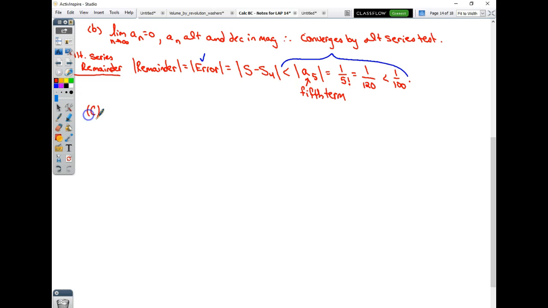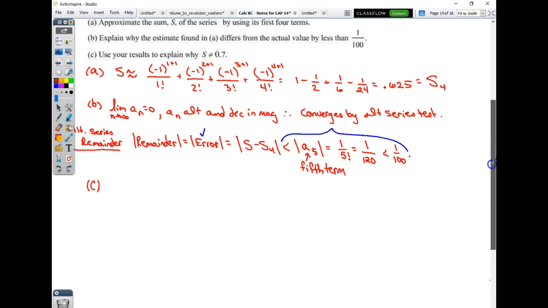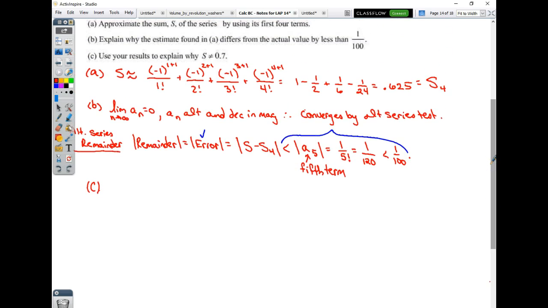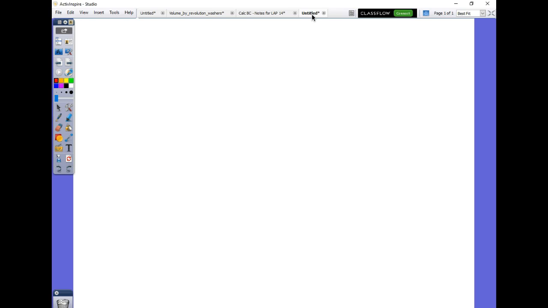And C may be my favorite question. What does C ask? Use your result to explain why S is definitely not 0.7. To be able to do that, you have to understand how you got to be able to use an error. So what I'm going to do real fast is I'm going to write something in a really weird area.